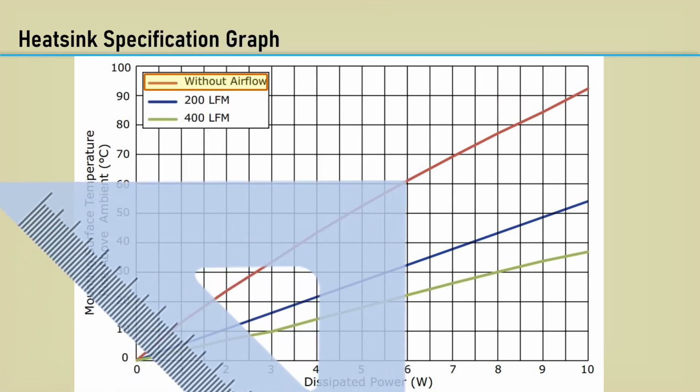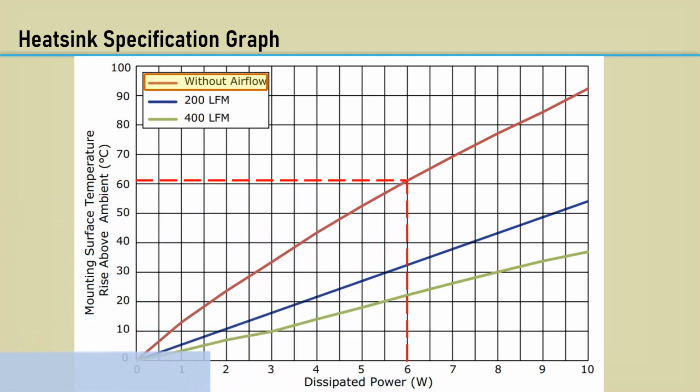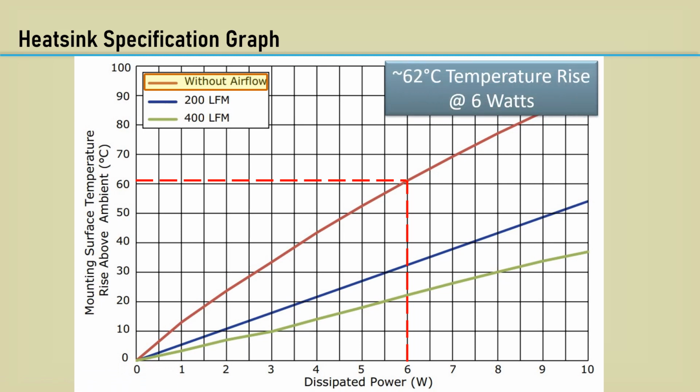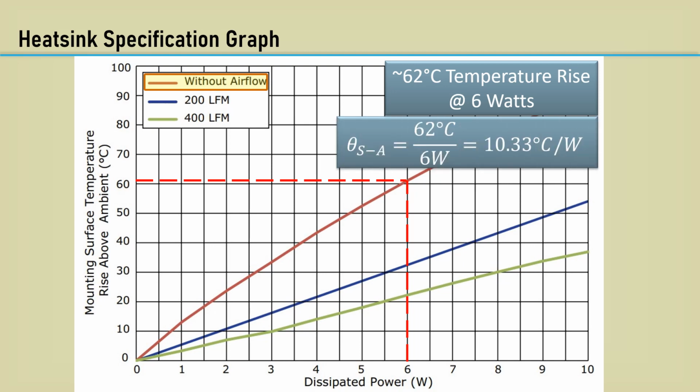We get out a ruler and draw a vertical line at 6 watts on the horizontal axis, then draw a horizontal line at the intersection of the plot. By visual inspection, that looks like about a 62-degree rise at 6 watts. We divide 62 by 6 and get 10.33 degrees C per watt.